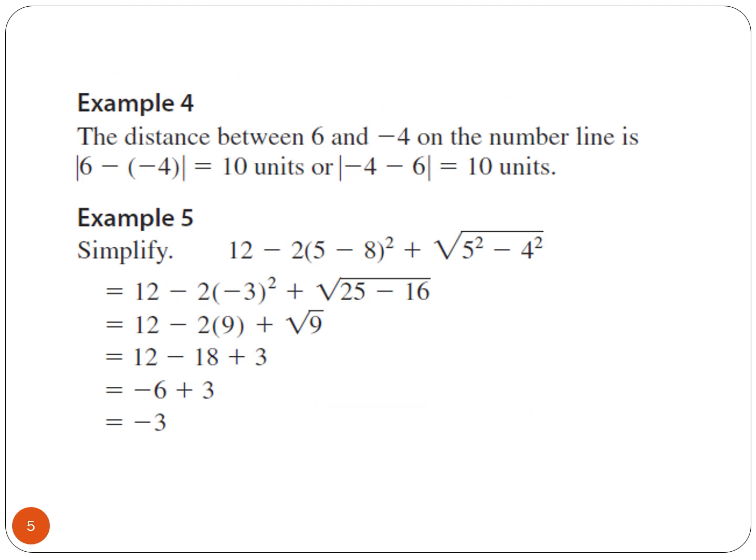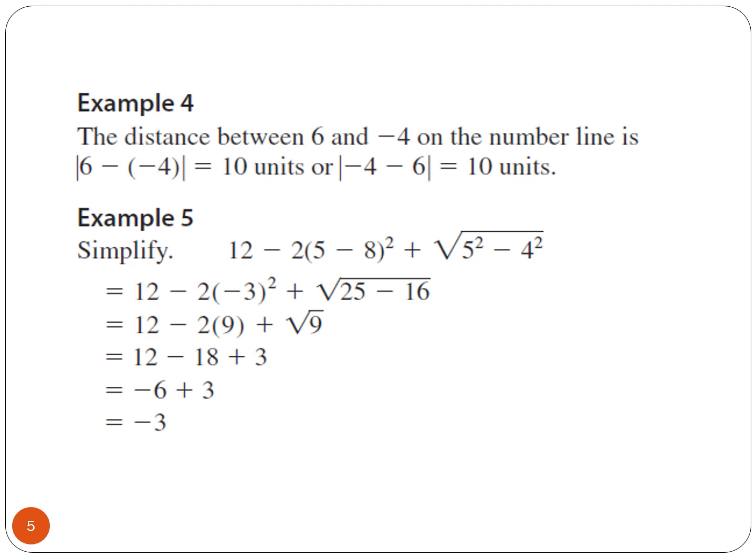Here is another example of calculating the distance between two numbers. The distance between 6 and minus 4 on the number line is the absolute value of 6 minus minus 4. Minus 4 is plus 4, so this is the absolute value of 10, which is equal to 10. Of course, the same distance can be measured taking minus 4 minus 6, which is the absolute value of minus 10, which is equal to 10. You get the same distance.